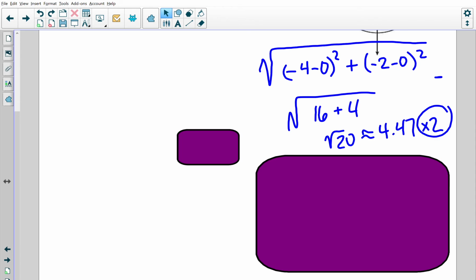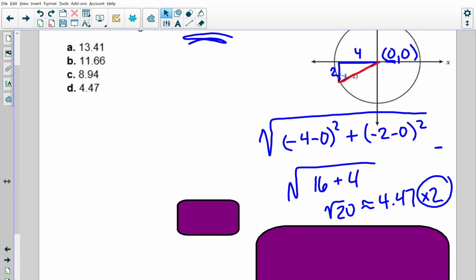Hit your calculator, double that, and you would see that the answer is going to be, I'm running slow on processor power here, people. The answer is going to be C, 8.94. Oh, anyways, this answer is C, 8.94.